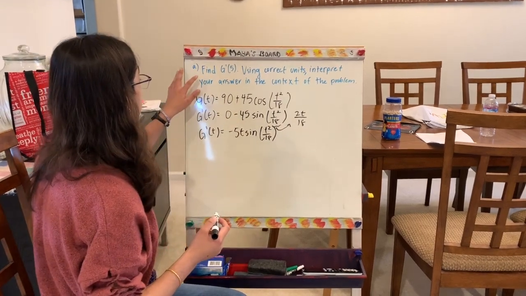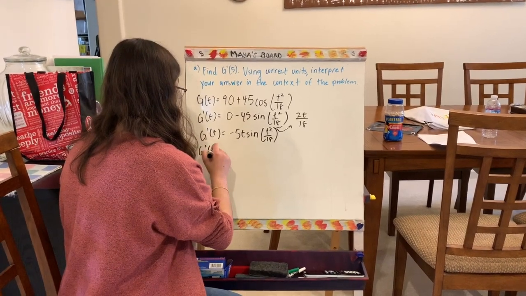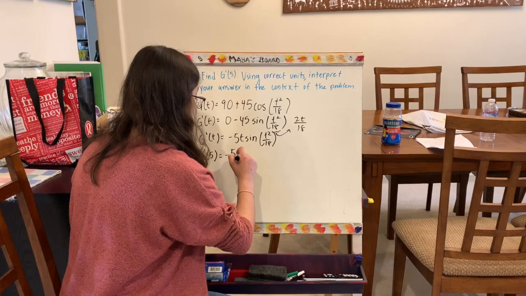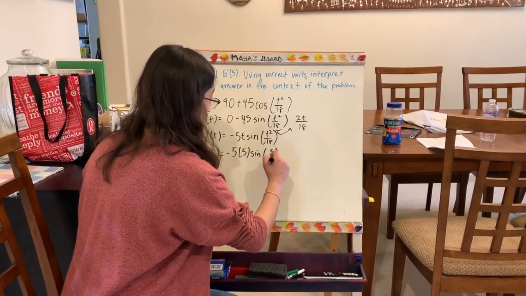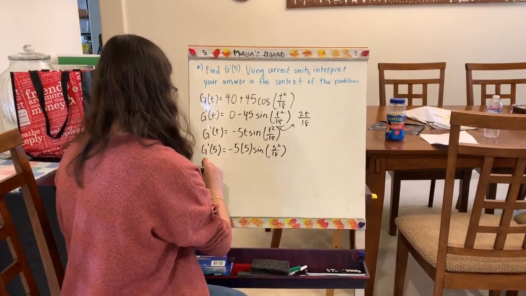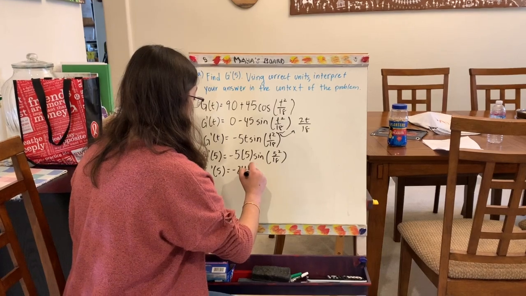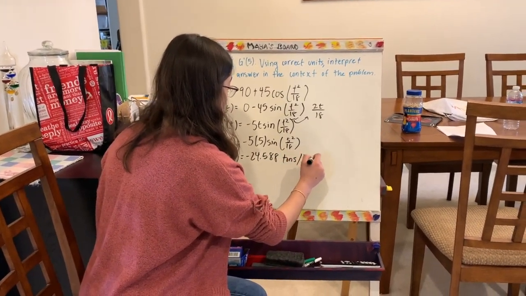So next we have to actually find g prime of 5. So we are going to plug in 5 in the place of t in our derivative function. And that gives us negative 24.588 tons per hour squared.